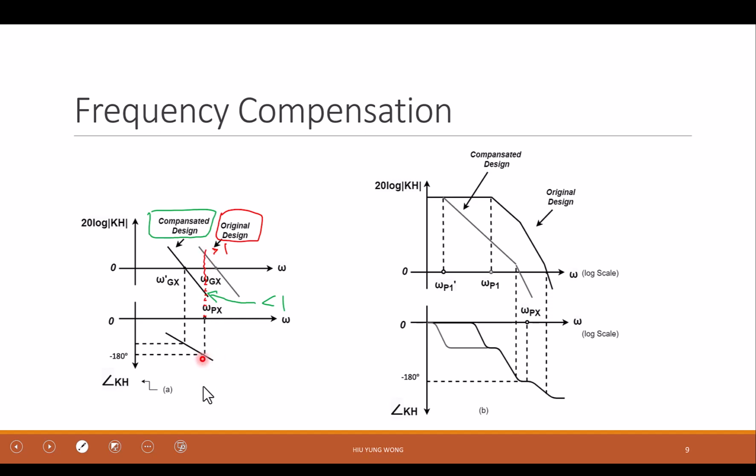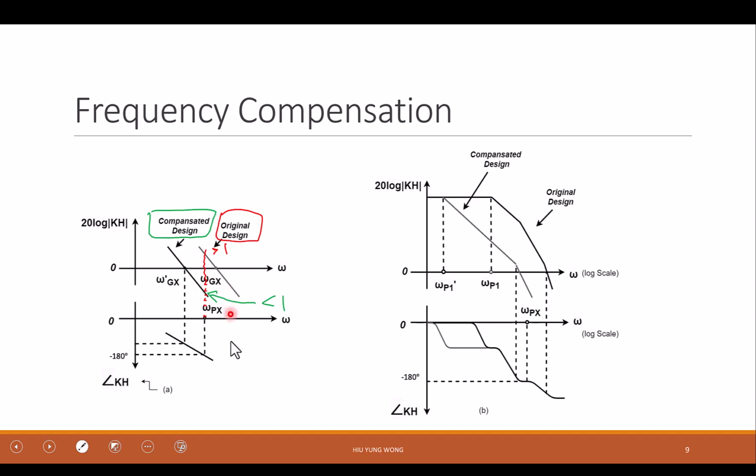Right? For the original design, it is larger than 1, right? When my phase reached negative 180, the gain was still larger than 1 for the original design. Somehow I did something so that I moved the gain crossover frequency to the left. And then my gain is less than 1 when it reached negative 180. Is that okay? That is the purpose.